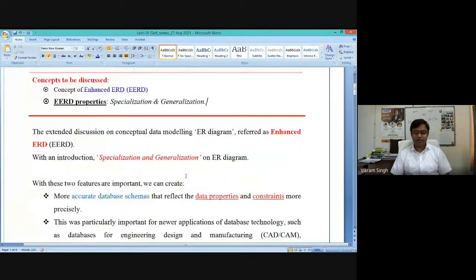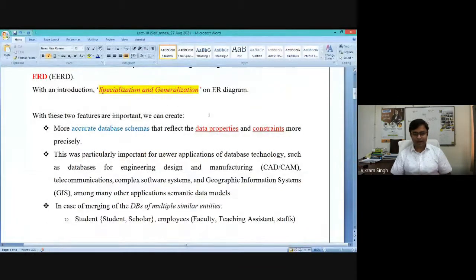The purpose of these two features is to enhance the basic ER diagram. That's why it is called enhanced ERD. We will be given a basic ER diagram, and when you realize that there are some changes or some simplification needed on this basic ER diagram, then you have to go for specialization or maybe for generalization, right?